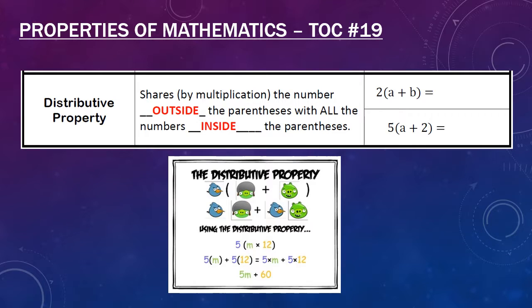I like to think of it as the angry bird gets shot and he knocks all the pigs on the inside. Oh, out, whatever. So if you look at our first example, 2 is on the outside and he's going to get multiplied by everything inside. So he gets multiplied by the A and he gets multiplied by the B. So it becomes 2A plus 2B. Look at your second example. You have 5 times A plus 5 times 2, and 5 times 2 we can simplify to 10.